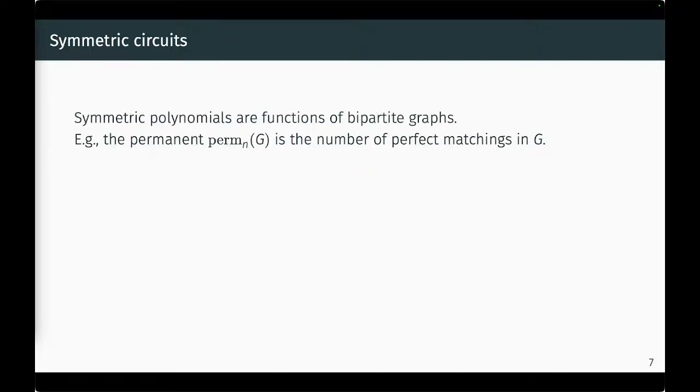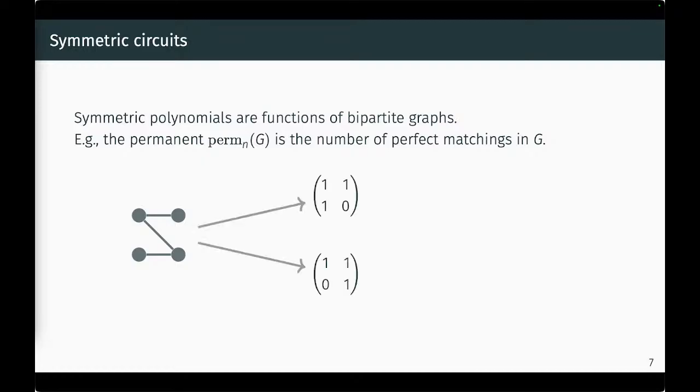Good. And I want to highlight that this type of symmetric polynomials are actually just functions of bipartite graphs or bipartite multigraphs. For example, as Anush told you, the permanent counts the number of perfect matchings in a graph. To make this even more tangible, this is a bipartite graph. Always the bipartition is fixed. There's a fixed left-hand side, a fixed right-hand side.